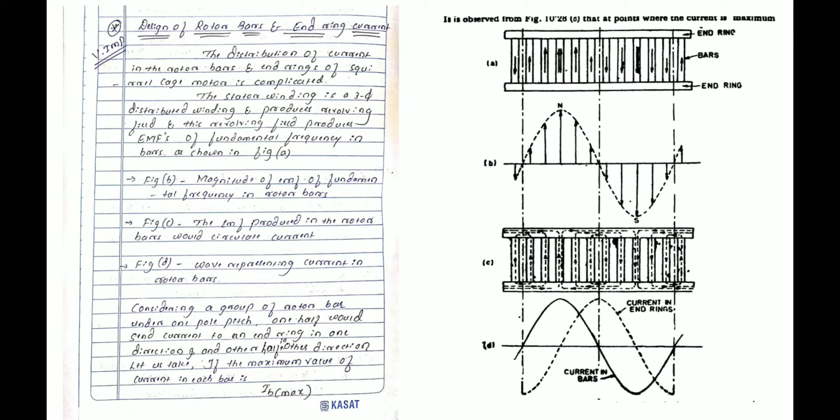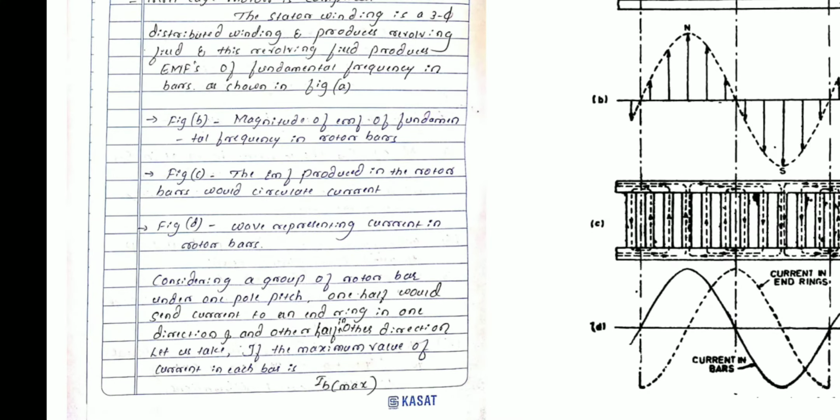First, for that purpose, we'll consider a group of rotor bars. A group of rotor bars I had considered under one pole pitch. Pole pitch means the angular distance between the centers of the coils here. Under one pole pitch, one half would send a current to the end ring in one direction, and the other half will send the current to the end ring in the other direction. Getting my point?